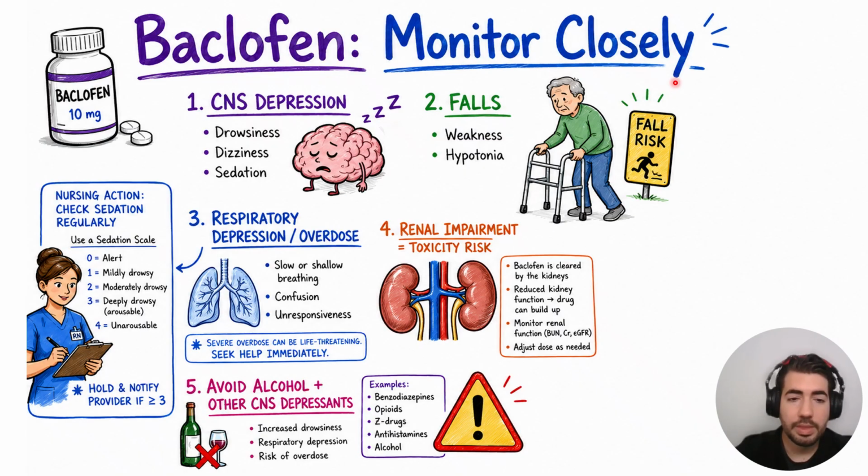Now, because this is a depressant, you have to avoid alcohol, which is a central nervous system depressant, and any other central nervous system depressants, because all of those are going to increase drowsiness, the risk for falls, and the risk for overdose. All right. So you don't combine this with any opioids, benzodiazepines, or antihistamines. Make sense?